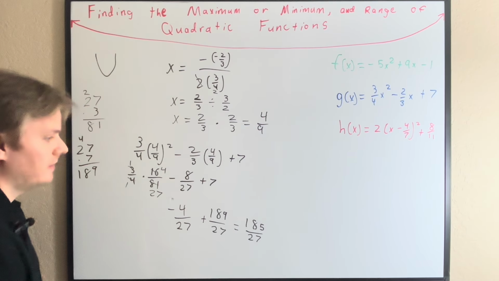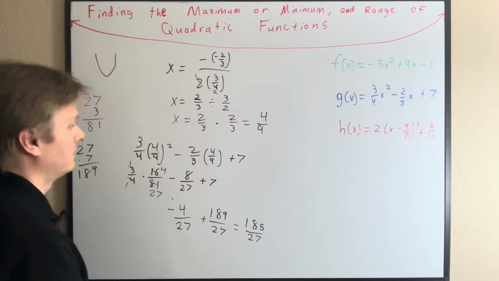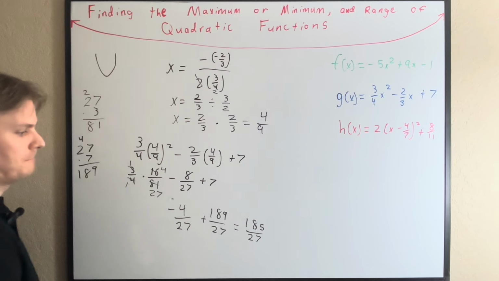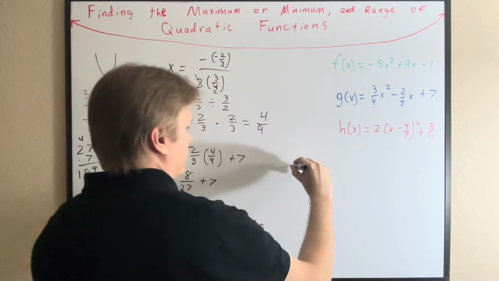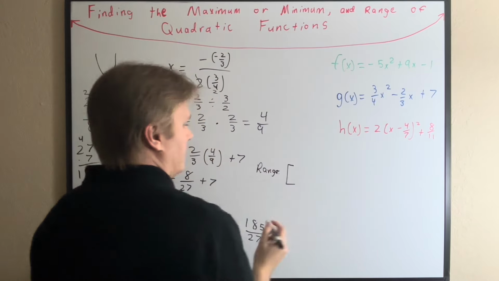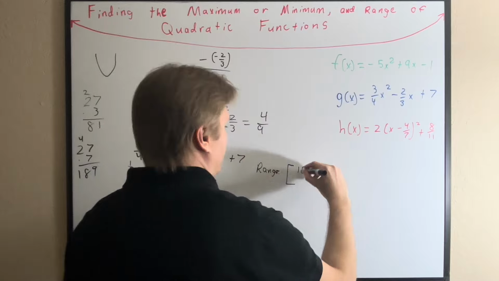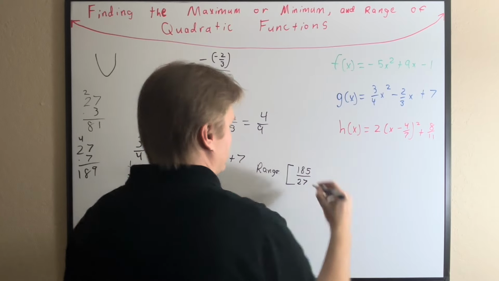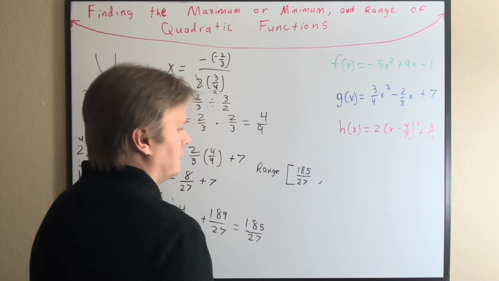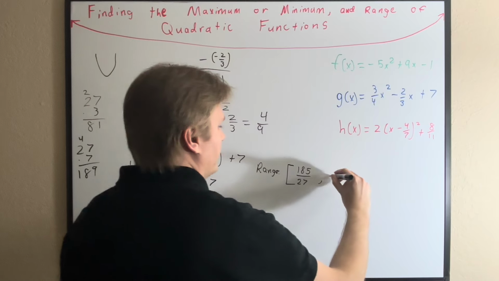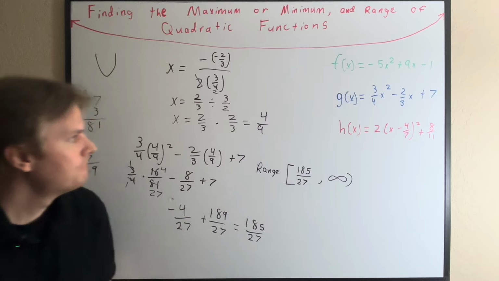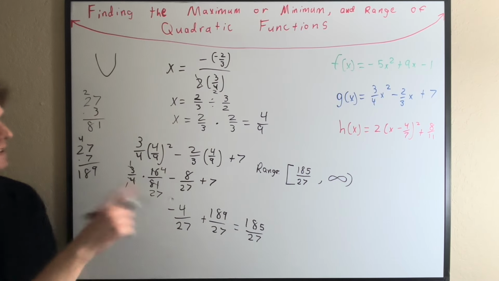Hard to believe that is actually our minimum, right? So how do we write the range? Brackets, right? Because we're including the 185 over 27. Something like 6.8, I believe, if you plug that into your calculator, goes to infinity, right? All right, let me erase this, and we just have one more.